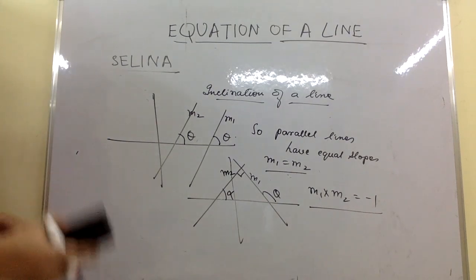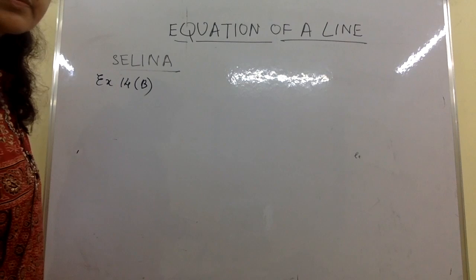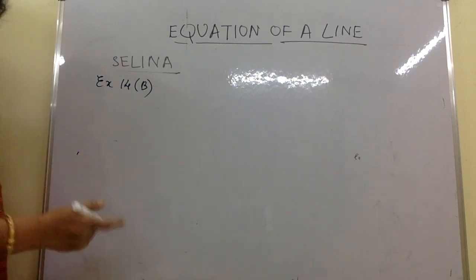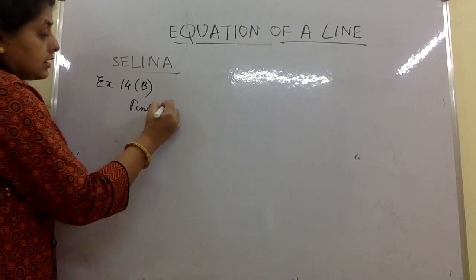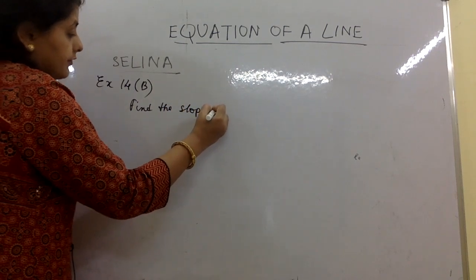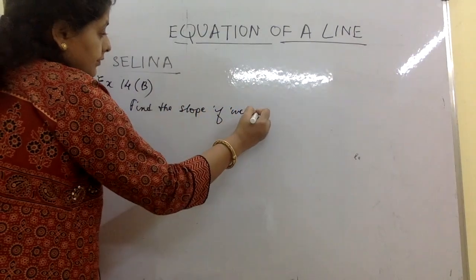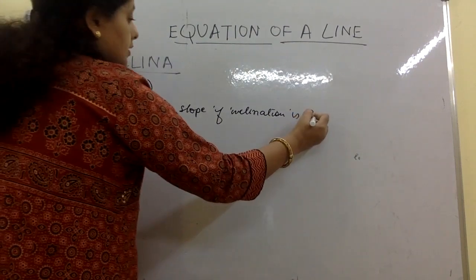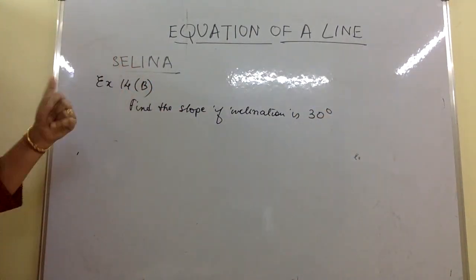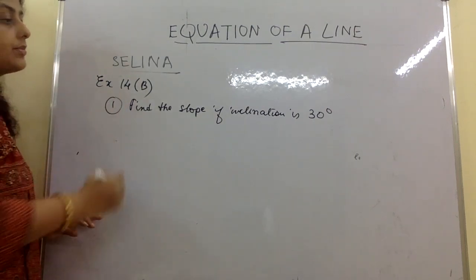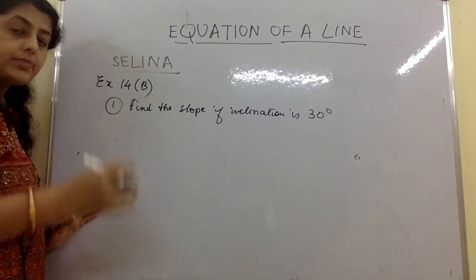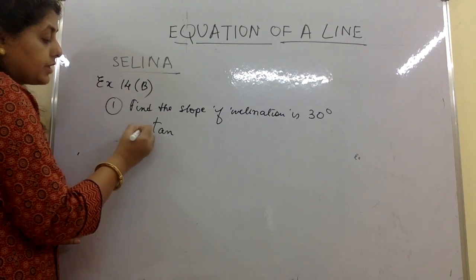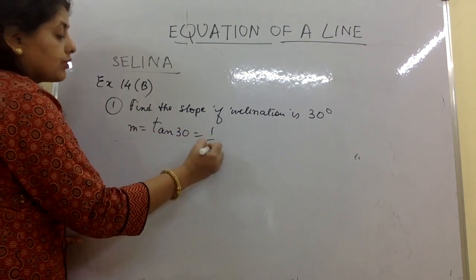So let us try out one question. Now this is from exercise 14b. Find the slope of a line whose inclination is 30 degrees. So these are the sums you will find in exercise 14b. This is the first question I am taking up. I am taking up one subdivision from each type of question. So here the slope m is tan 30 degree, which is 1 by root 3.